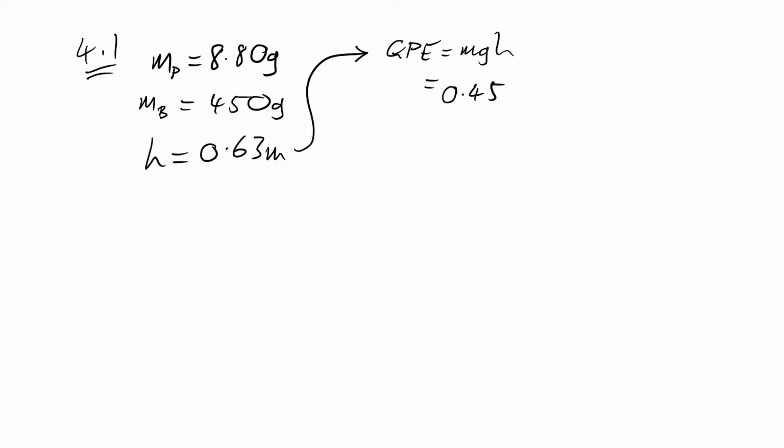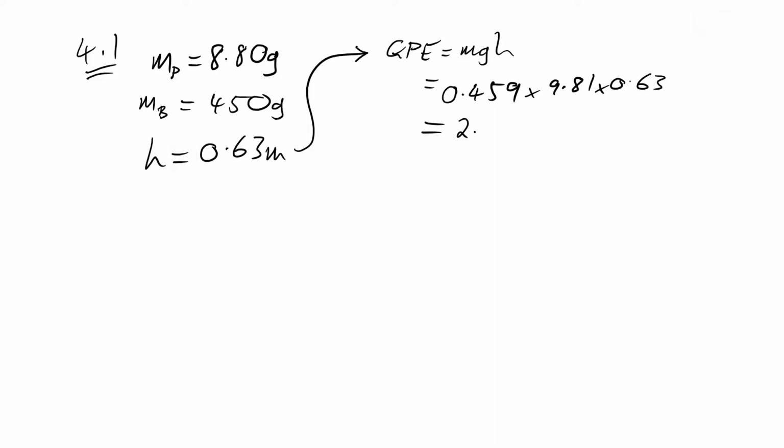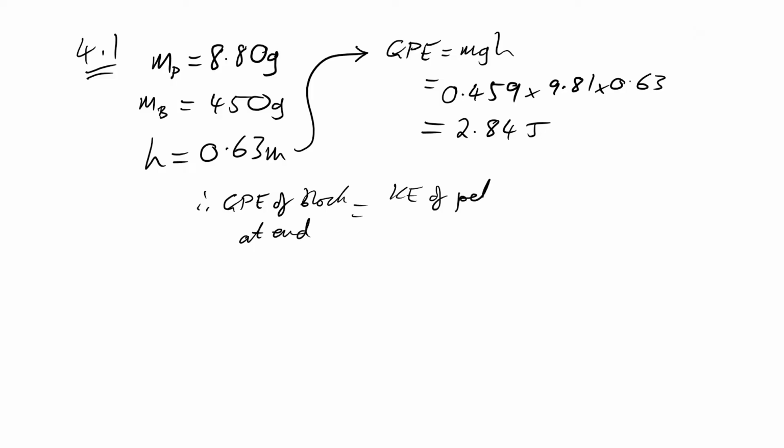Now it's not 450 because the pellet is embedded in the block by the time it swings upwards. So let's just say that's 0.459, to 3 sig figs, times 9.81 times 0.63. And that gives us a gain in GPE of 2.84 joules. Therefore, we can say that the GPE of the block at the end is the same as the KE of the pellet going in.